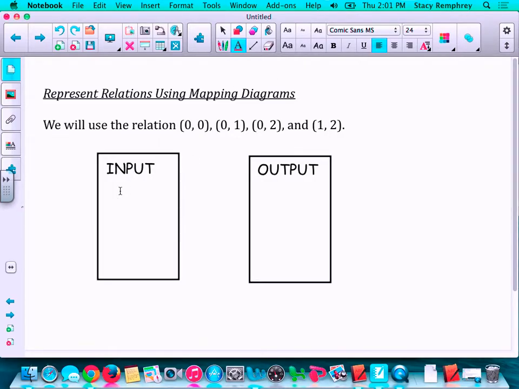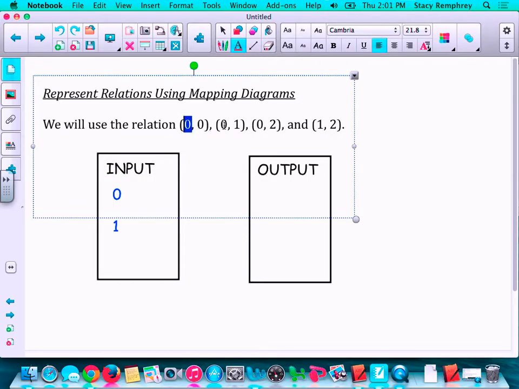Okay. In the input column, you're going to put the x values. So you'll see there's a value of 0 here. And if there's more than one, we're not going to put the same thing. So there's a 0, a 0, a 0. We're only going to put one 0 to represent those. And then we also have a 1. Okay, there were 3 zeros. I only write the 0 once. And then I use the 1 that came from right here.